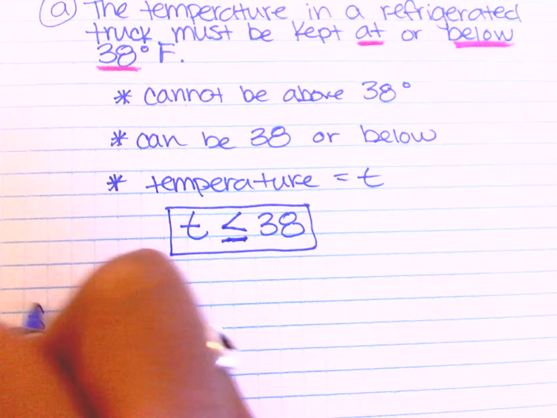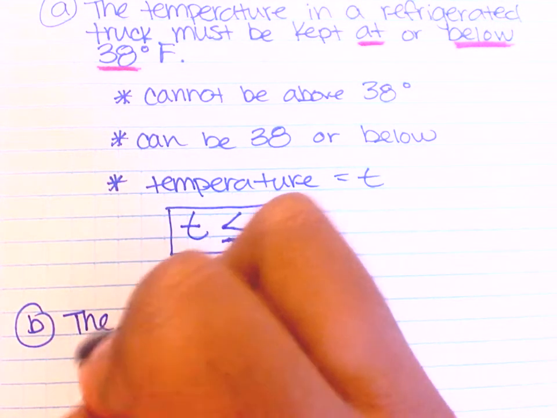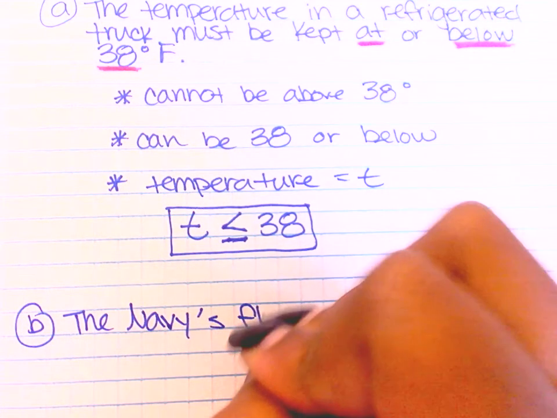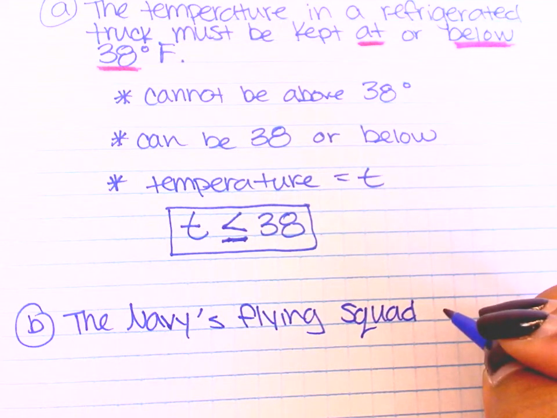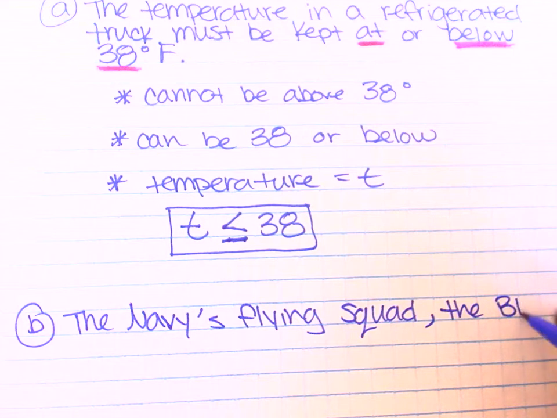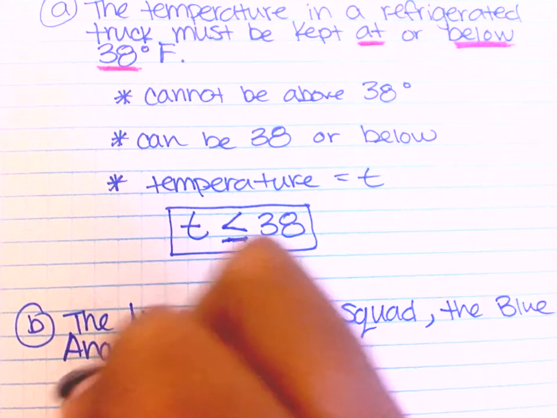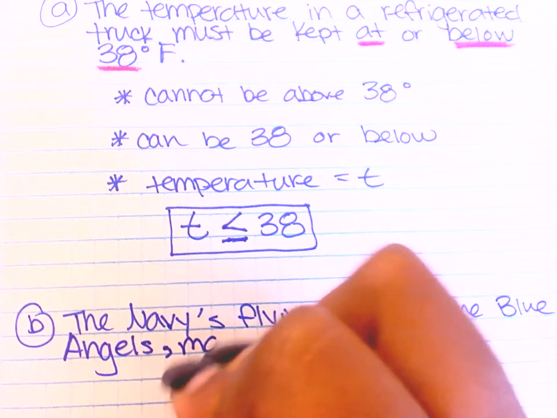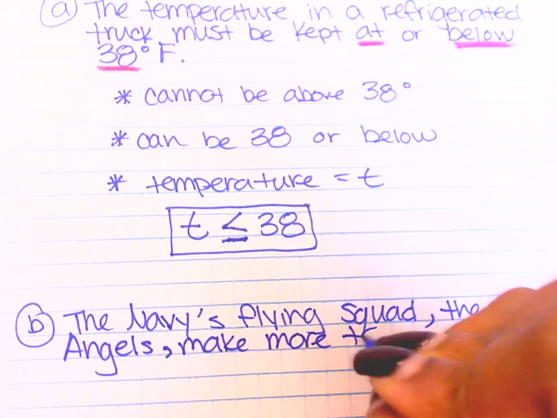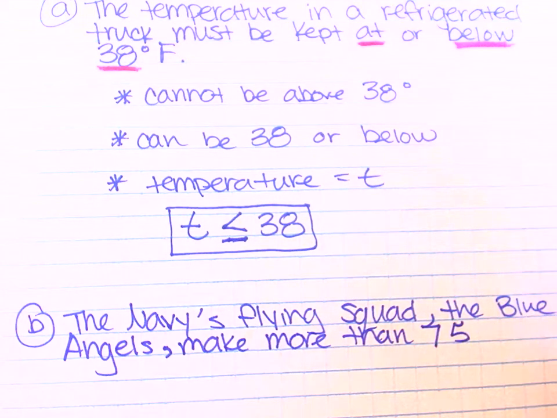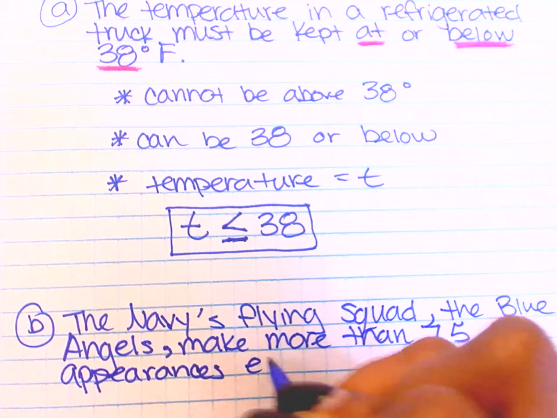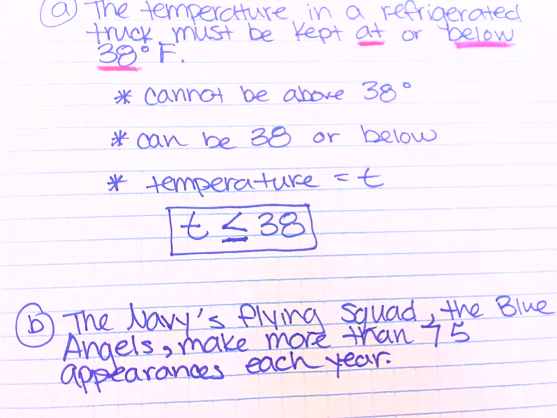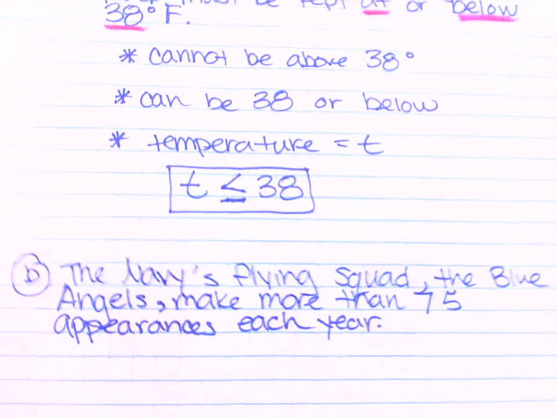Okay, let's look at one more. The Navy's flying squad, their name is Blue Angels. The Navy's flying squad, the Blue Angels, make more than 75 appearances each year. That's a lot of appearances. I mean, they go to 75 different places to make appearances with their flying machines, right?